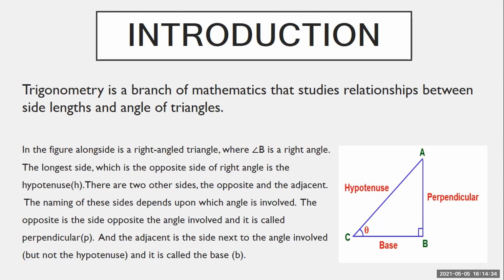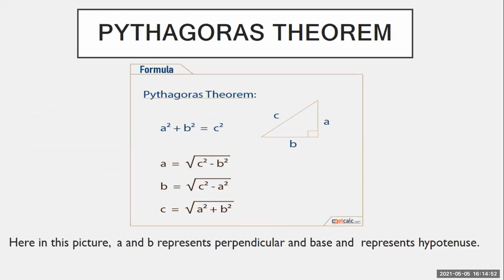The naming of the sides depends upon which angle is involved. The opposite is the side opposite the angle involved, and it is called the perpendicular. And the adjacent is the side next to the angle involved, but not the hypotenuse, and it is called the base. This is the Pythagoras theorem, and as you can see in the picture here, A and B represent perpendicular and base, and C represents hypotenuse.